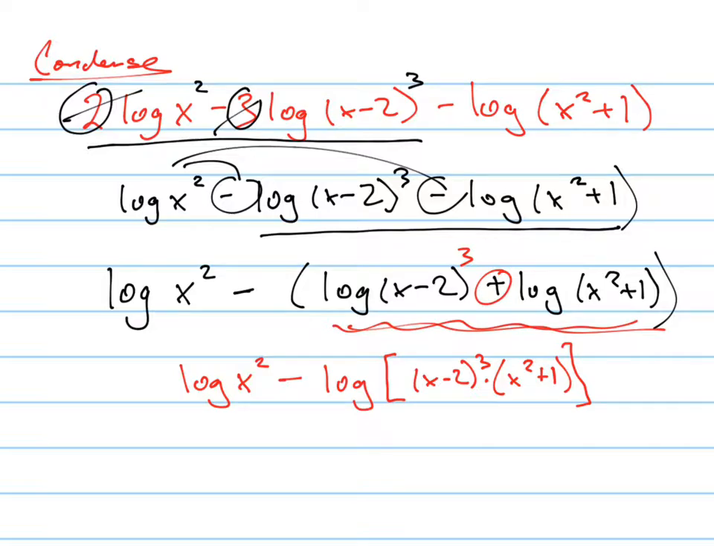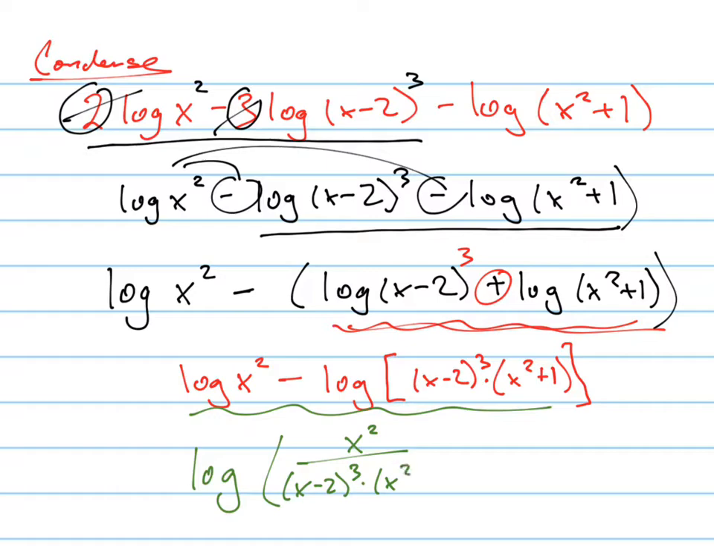Okay, and now what would I do to simplify this? Now I have a difference of logs, and the property says, what's the difference of logs the same as? The difference of logs is equal to the log of the quotient. So that x squared stays on the top, and the (x minus 2) cubed times (x squared plus 1) goes on the bottom. And that's your answer, unless it can be simplified.